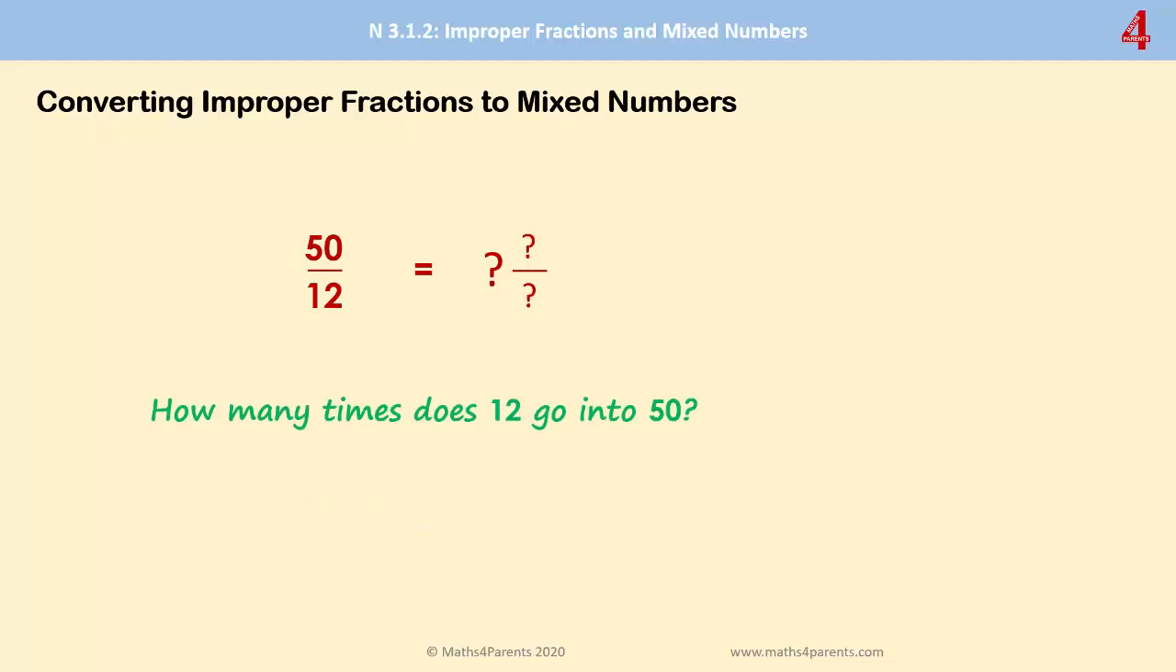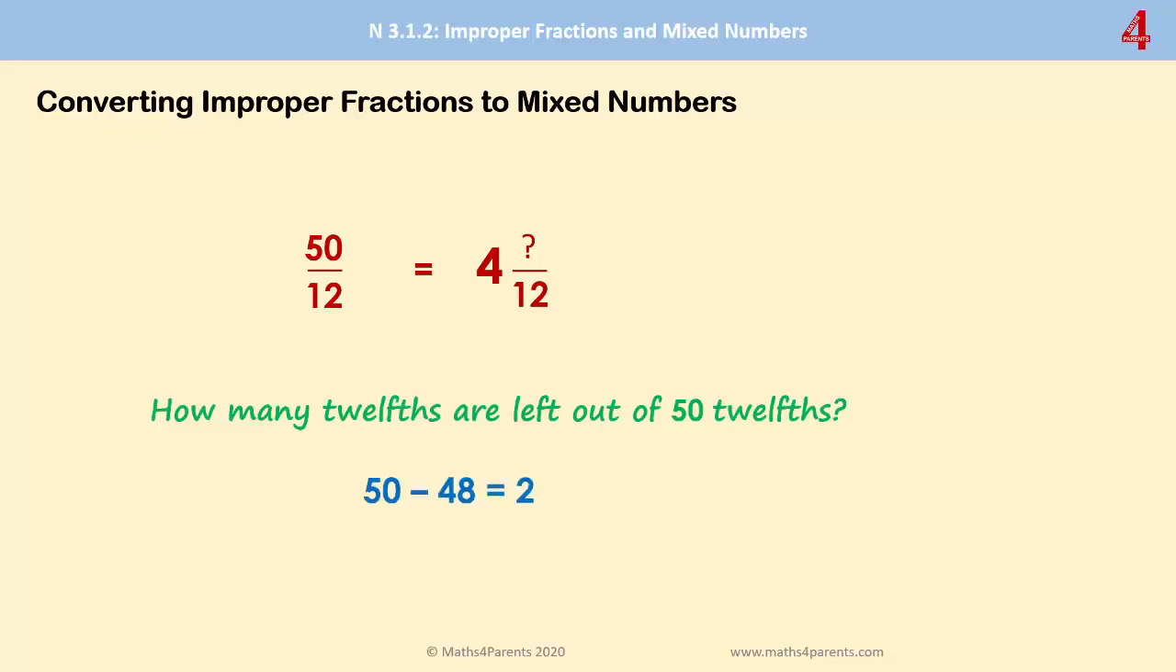50/12. How many times does 12 go into 50? Well, 4 lots of 12 is 48, so our whole number is 4. And how many twelfths left over out of 50/12? We had 50, we took 48 away, so that leaves us with 2/12. And again, we can simplify that one to 4 1/6.